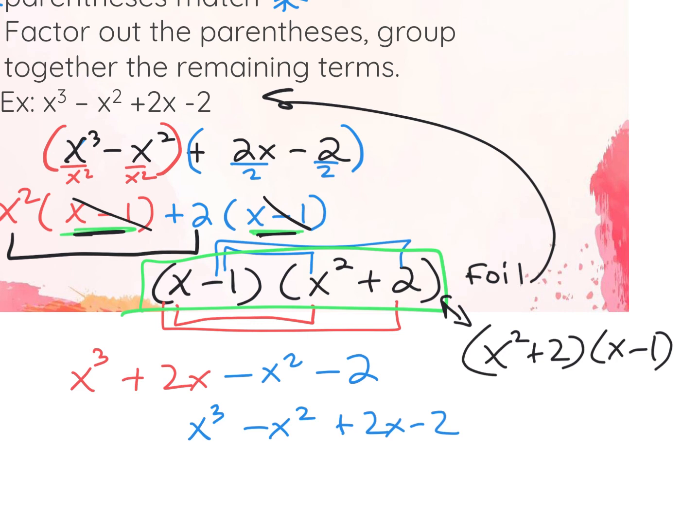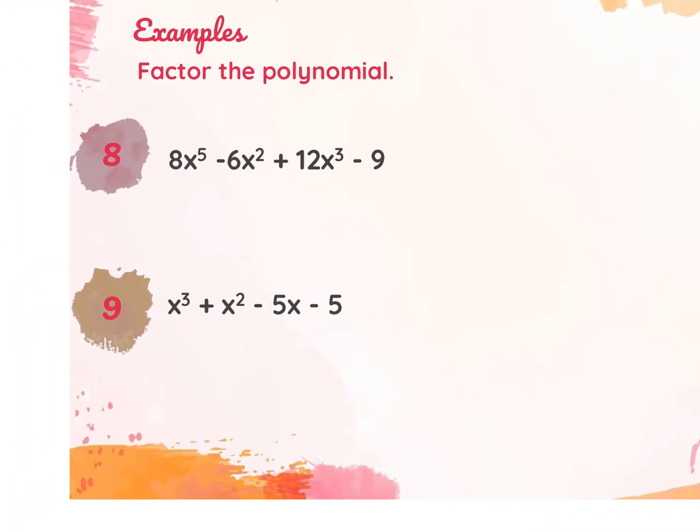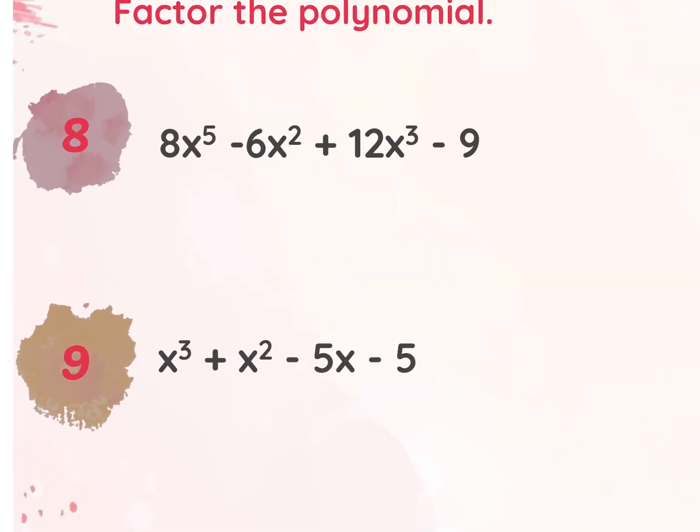Let's try a couple of examples and then we're done. So again, you should have done this in your Algebra 1 course. So let's try it. Again, you can leave it the way it is and just put parentheses around the first 2 and then the second 2. Or if you want to rearrange them, that's totally up to you. You still get the same answer. I always just leave it the way it is.